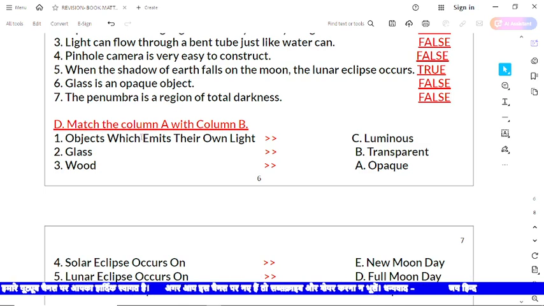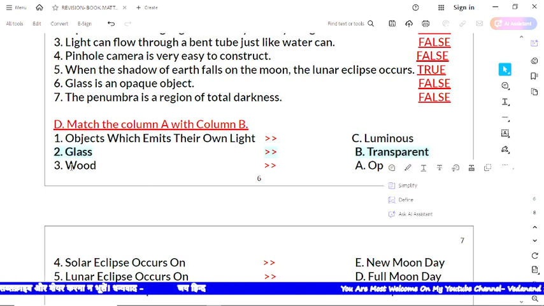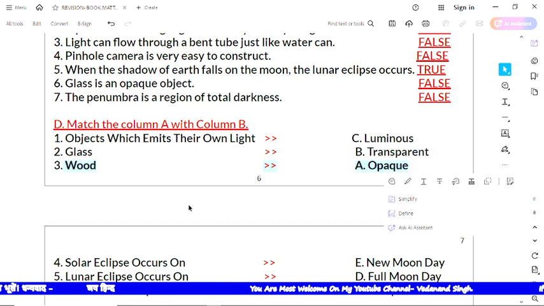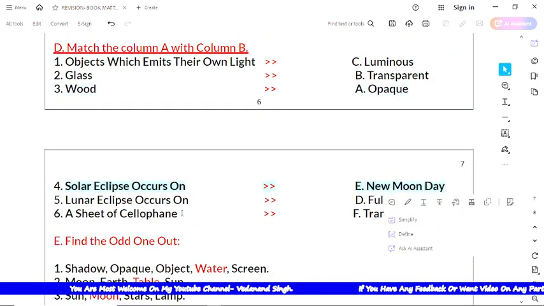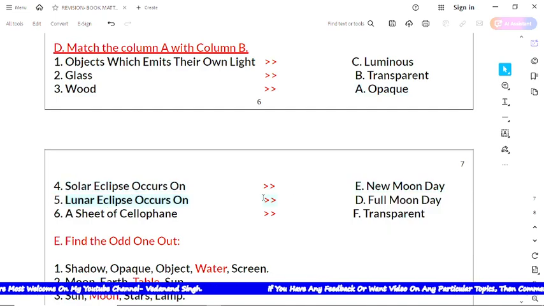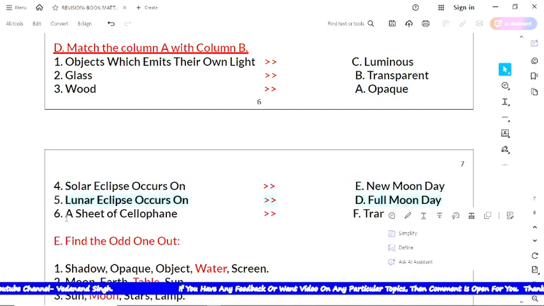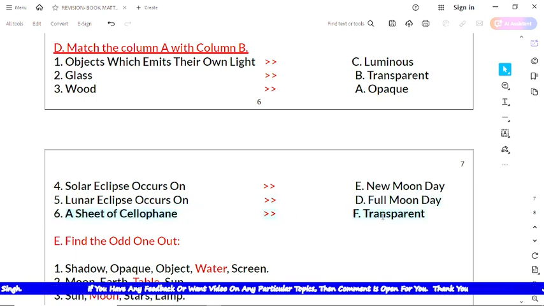The next is the object which emits light, that is luminous. The next is glass, that is transparent. Now the next is wood, that is opaque. And solar eclipse occurs on new moon day and lunar eclipse occurs on full moon day. The sheet of cellophane, that is transparent.